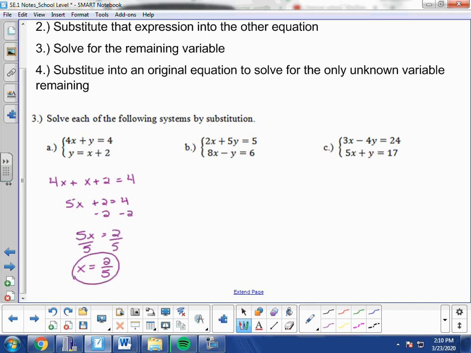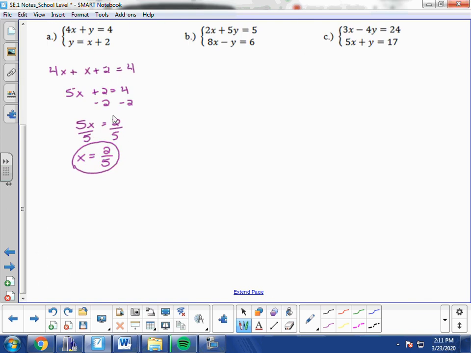Now that's the solution for x, but we want to figure out the solution for y. So now what we can do is take this x, step number 4, and substitute it back into either of these two equations to solve for y. I'm going to use the second equation because this is where y is by itself. So I'm going to take y equals x plus 2 and replace x now with 2/5. So 2 is just 10/5, so y equals 12/5. If you wrote this as 2.4, that would be okay as well.